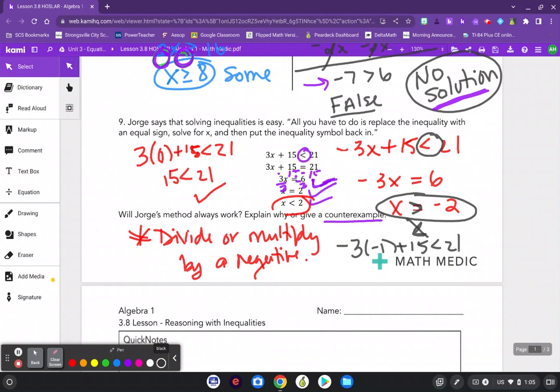If I do that, I get +3 plus 15. That's 18. Yep, that's less than 21. So in order to maintain the true statement of the original, I had to flip my inequality symbol at the end so that I can maintain that truth. Jorge's method doesn't work in this case. And so that would be my counterexample: if I have to multiply or divide by a negative, then Jorge's example doesn't work.